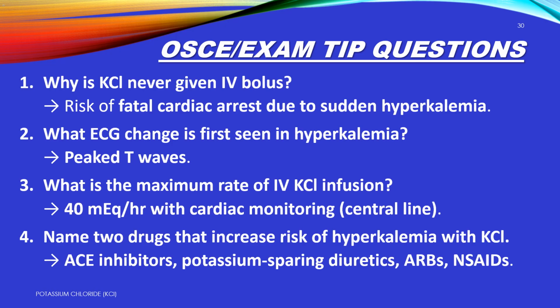3. What is the maximum rate of IV KCl infusion? The maximum rate of IV potassium chloride infusion is 40 mEq per hour, and this should be done with cardiac monitoring, preferably through a central line. 4. Name 2 drugs that increase risk of hyperkalemia with KCl. Several medications can increase the risk of hyperkalemia when used with potassium chloride, including ACE inhibitors, potassium-sparing diuretics, ARBs, angiotensin receptor blockers, NSAIDs, nonsteroidal anti-inflammatory drugs.